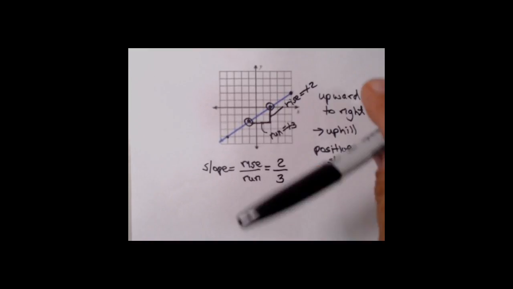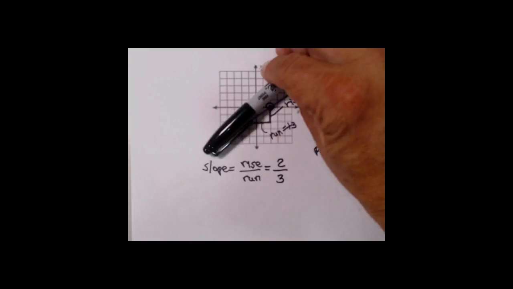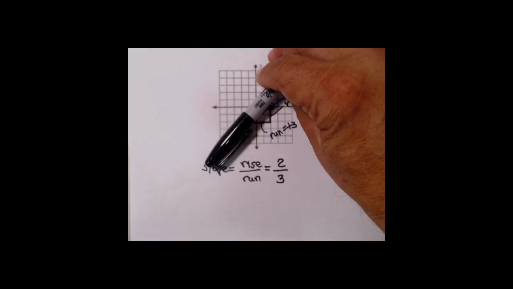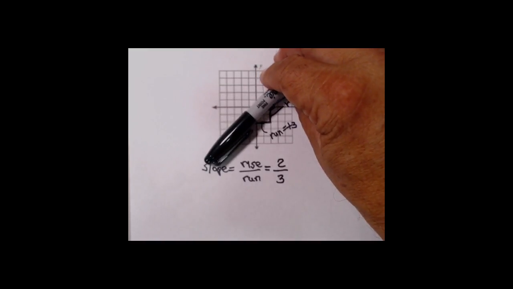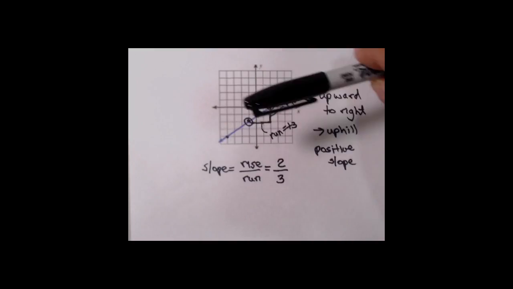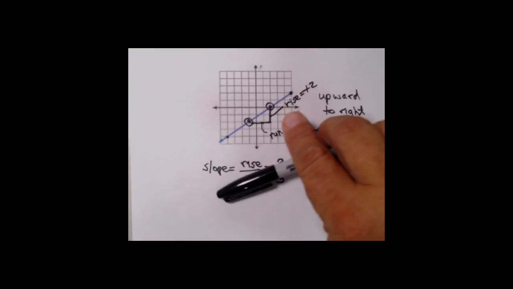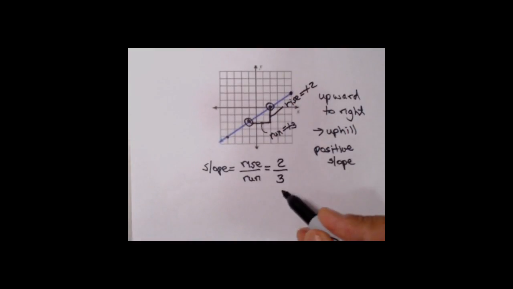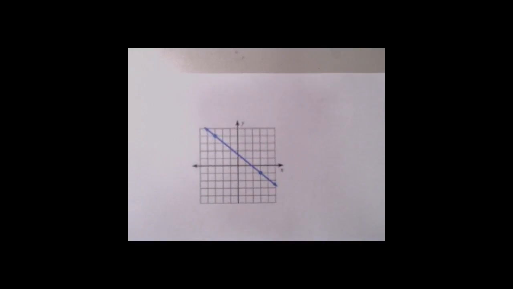And of course, remember, that fits what we just talked about. If the line had been going up at 45 degrees steeper like this, it would have been +1. Well, this is a bit less than going up at 45, so our slope of +2/3 looks real good. Okay, let's take a look at one that's going downward.